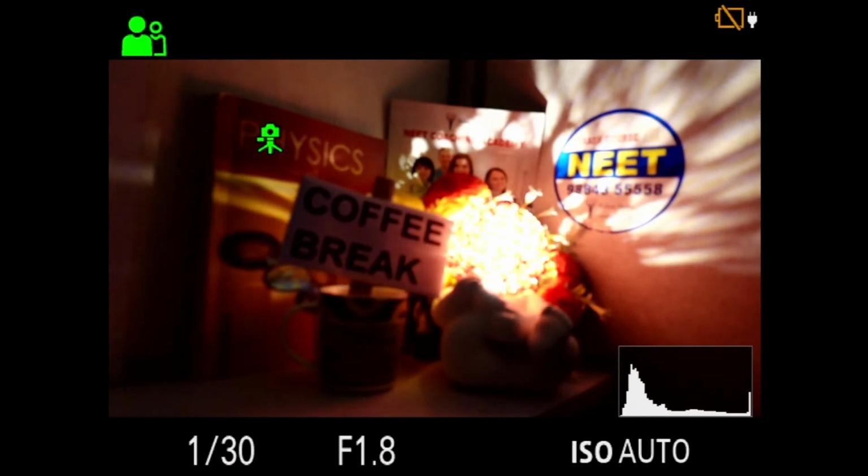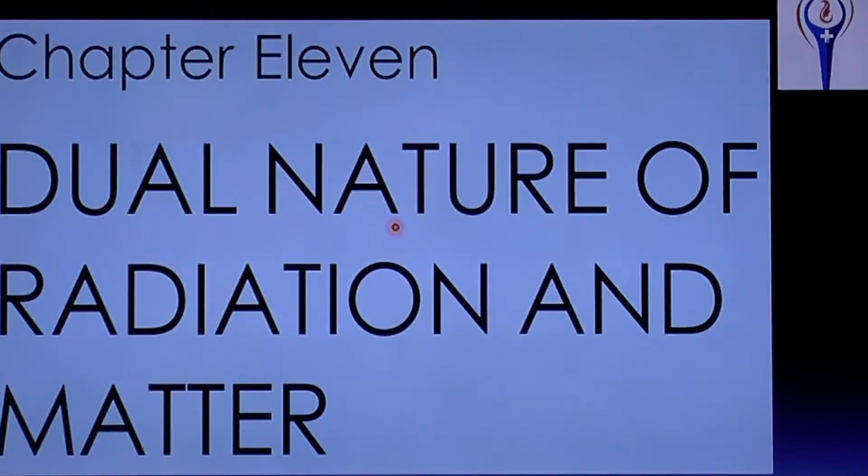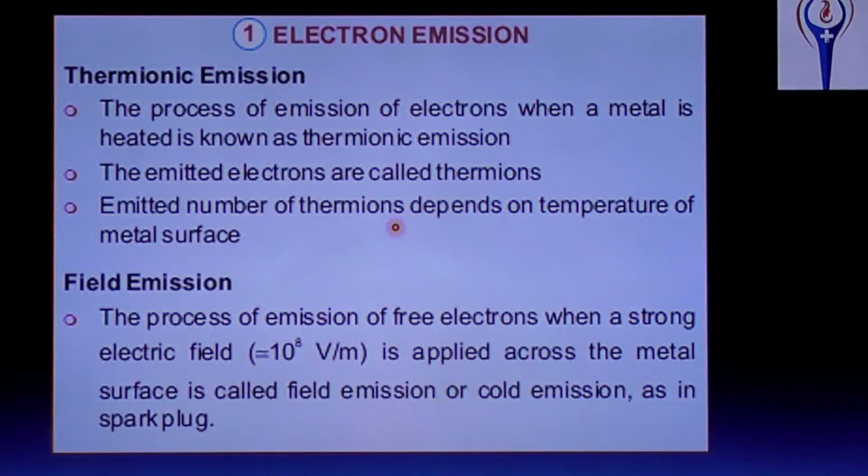Okay, students, welcome back to the live session. Chapter 11, this is dual nature of radiation and matter. Already we have discussed dual nature; dual means double role.